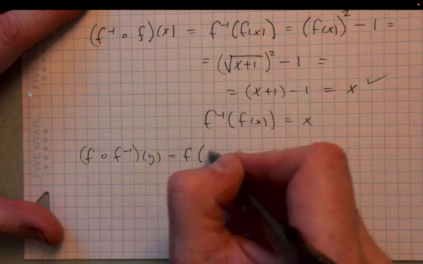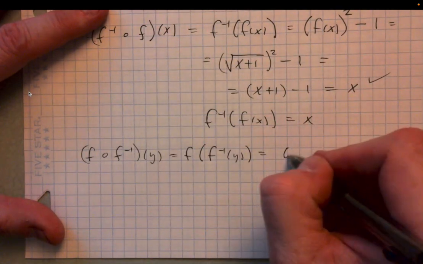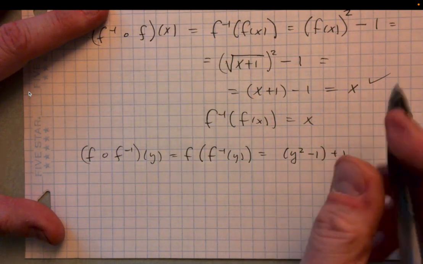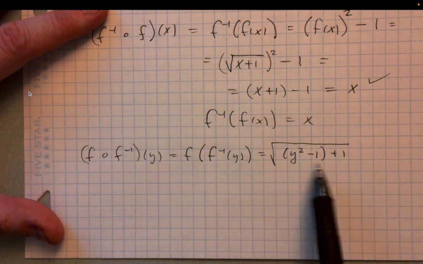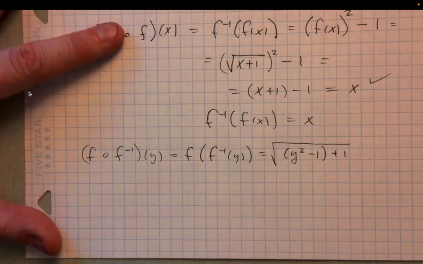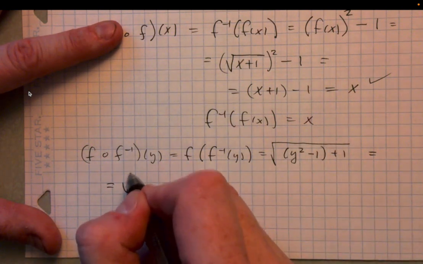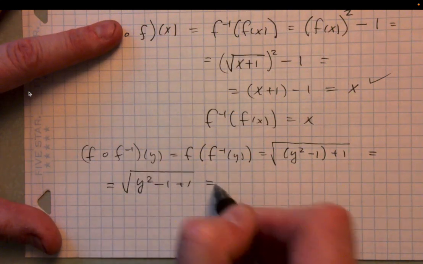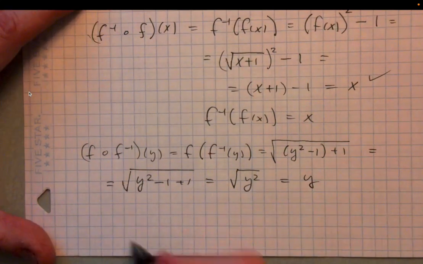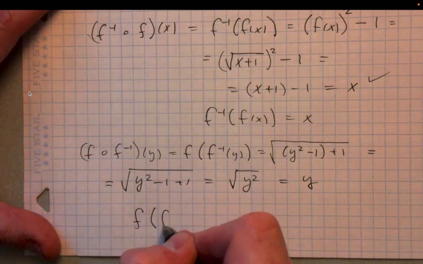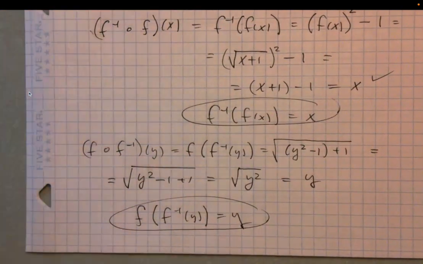Well, that's equal to f of f inverse of y, which is equal to, in this case, y squared minus 1 plus 1, and we'd have to take the square root of it. So basically, f is the square root of x plus 1, and f inverse of y is y squared minus 1. So just composing those two, what do we get here? Well, we get the square root of y squared minus 1 plus 1, and that is basically just the square root of y squared, which is y, right? So here again, we see that f of f inverse of y is equal to y, right? So we get both of those.